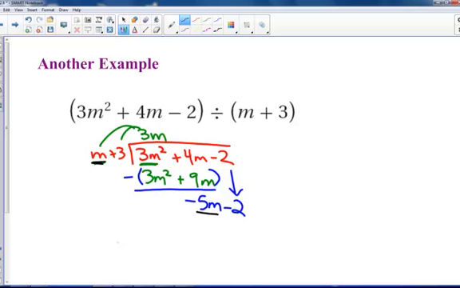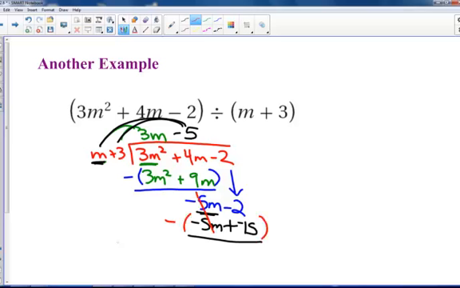M times what is negative 5m? Negative 5. Negative 5 times m is negative 5m. Negative 5 times 3 is negative 15. I did plus a negative. Okay, so when we subtract the whole thing, negative 2 minus negative 15 is 13. So it's a positive 13. So I'm going to put plus 13 over m plus 3.